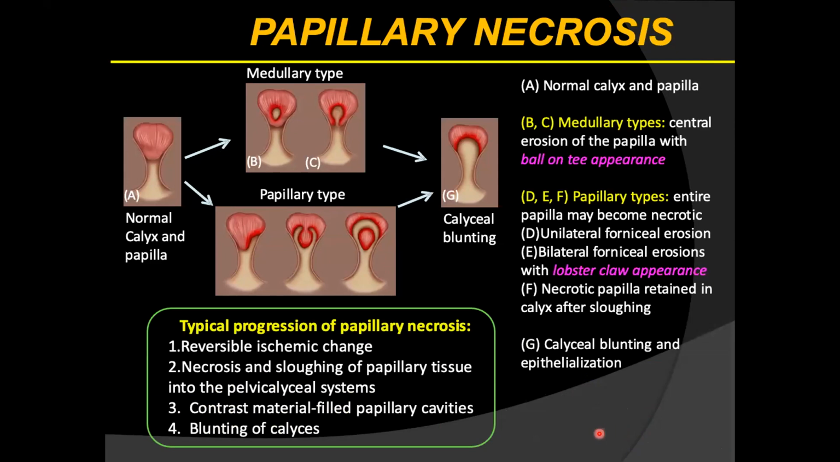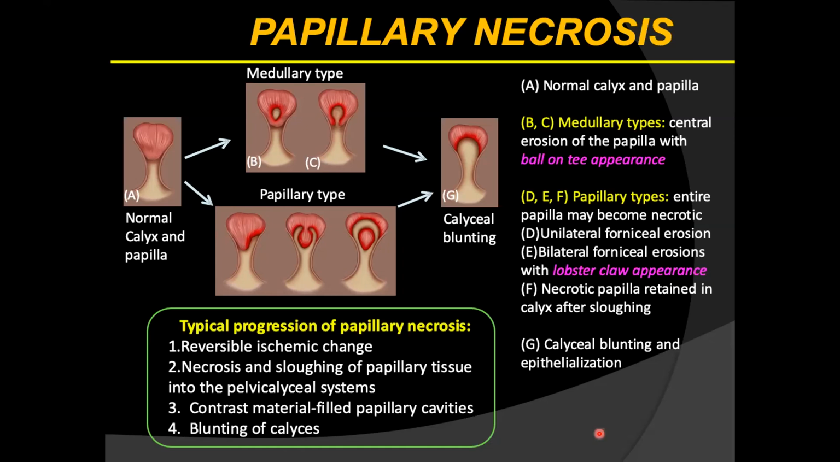The papillae, as I told you earlier, are vulnerable to ischemic necrosis. This is because the vasa recta, that is the vascular network which descends into the medulla, tapers as it goes towards the papillary tip, and therefore the tip of the papilla receives only marginal blood supply.